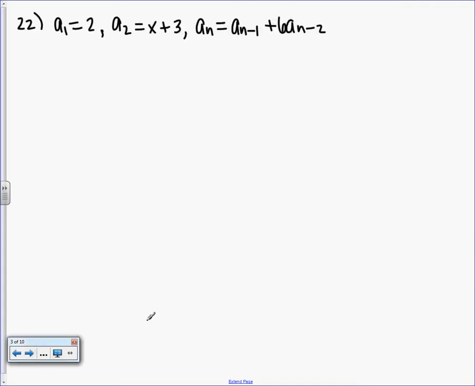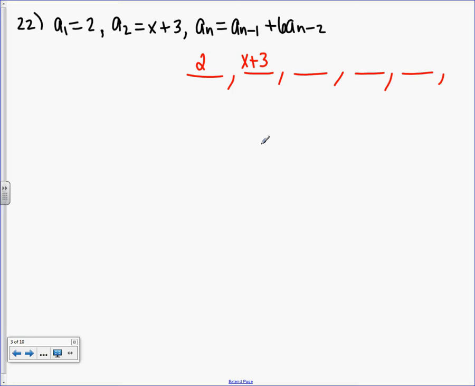Same thing. Find the first 5 terms again. So 1, 2, 3, 4. I ran out of room, so I'll put 5 here. First 5 terms. What is a sub 1? 2. What is a sub 2? X plus 3. Okay, we only have to find 3. That's awesome. Do you guys get that? There's nothing to solve. They told me what they were.